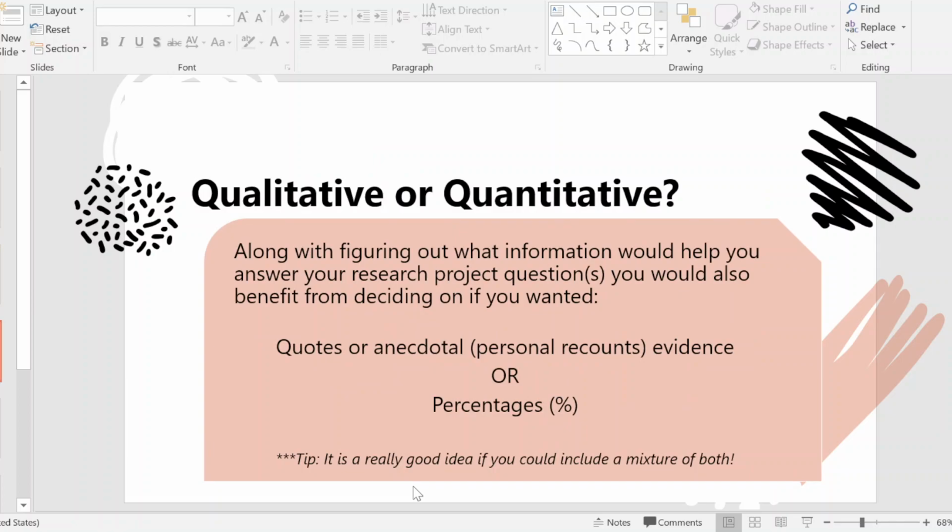When you're talking about qualitative data, you're talking about anecdotal, which simply means personal recounts as evidence, and or the percentages. It is strongly recommended that you do include both. So when you're writing, you can say that, based on the figures that I was able to obtain through my personal research, I found that 30% of respondents who identified as maybe Aboriginal and Torres Strait Islanders found that the education system was failing them. So you've got to think of those kinds of things when you're writing this.